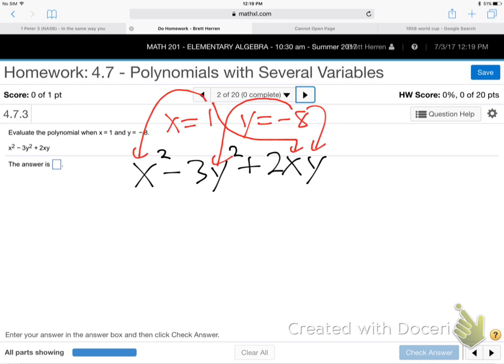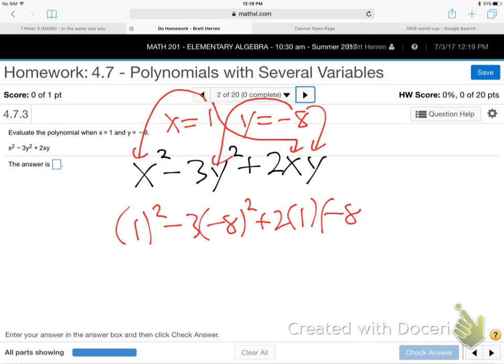Remember when we plug into formulas with parentheses around them? So plug in the 1, plug in the negative 8, the 1, the negative 8. Put parentheses around the things you plug into formulas. Put parentheses around them.